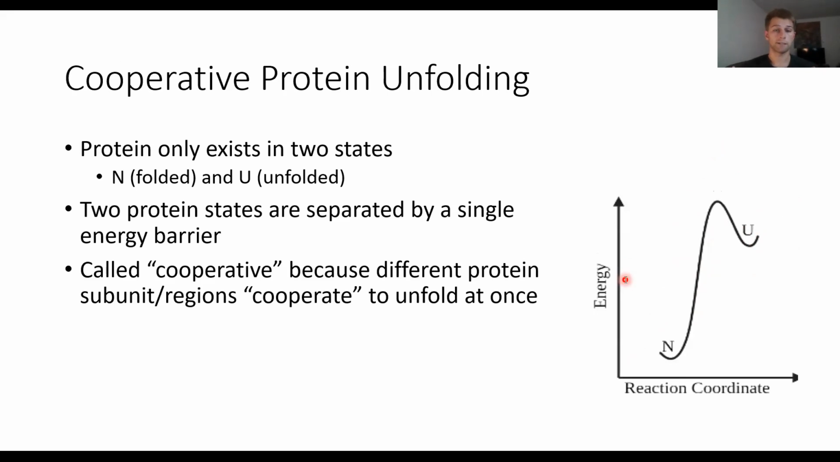The reason they call this cooperative, and maybe a good way to help you remember this, is that the protein denaturation happens in one single step, and to do this, the different subunits or regions of the protein need to sort of cooperate to all unfold at once.